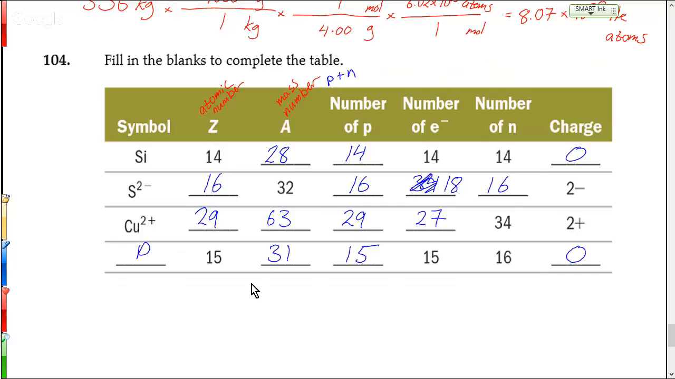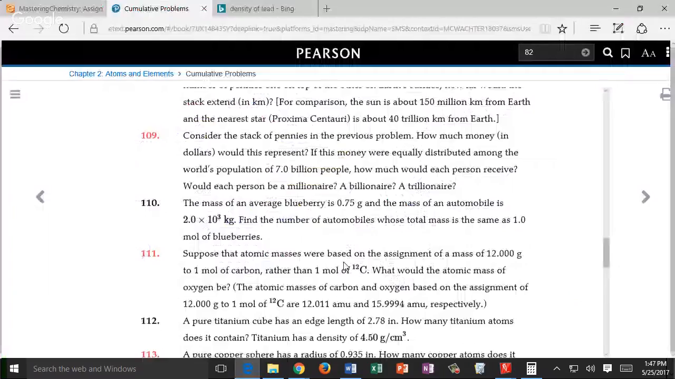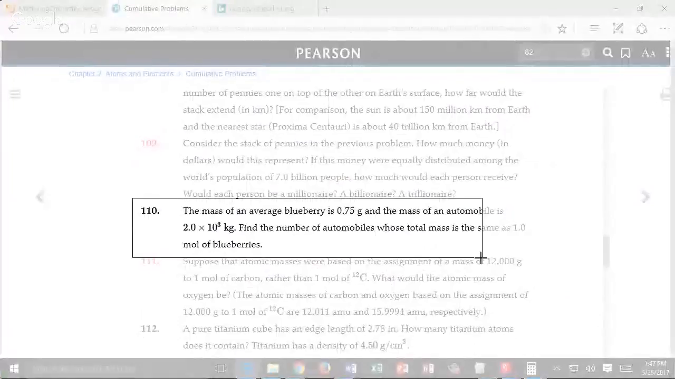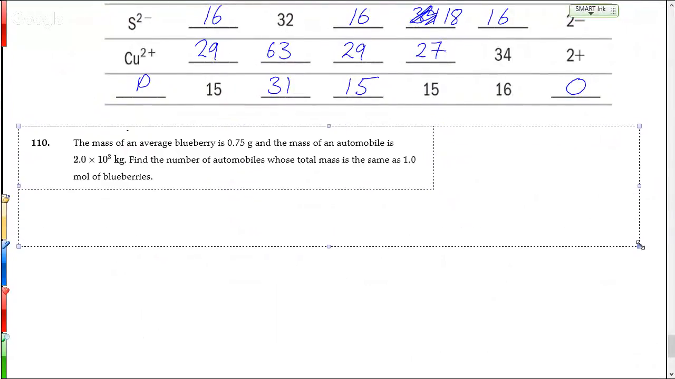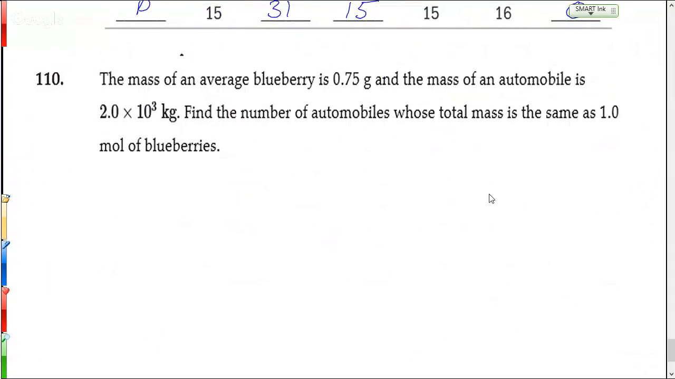All right, let's do some masses. This is kind of an interesting one. I think this is in Mastering Chemistry also, but that's okay. Just do it now. The mass of an average blueberry is 0.7 grams. The mass of an automobile is about 2,000 kilograms. Find the number of automobiles whose total mass is the same as a mole of blueberries.